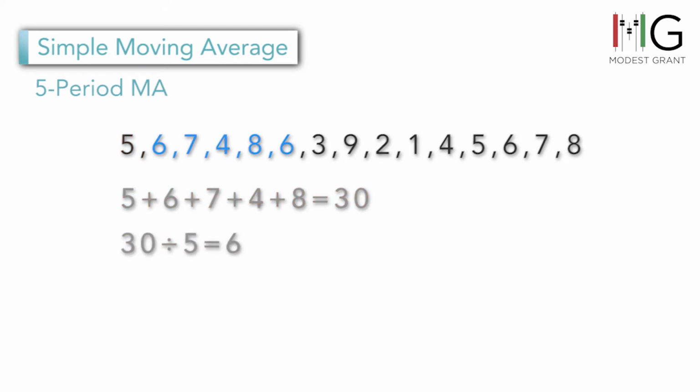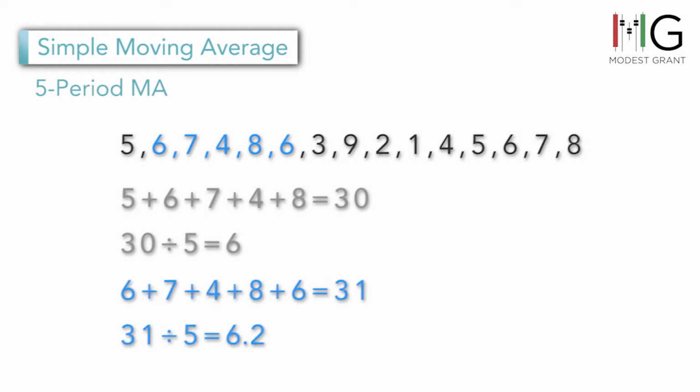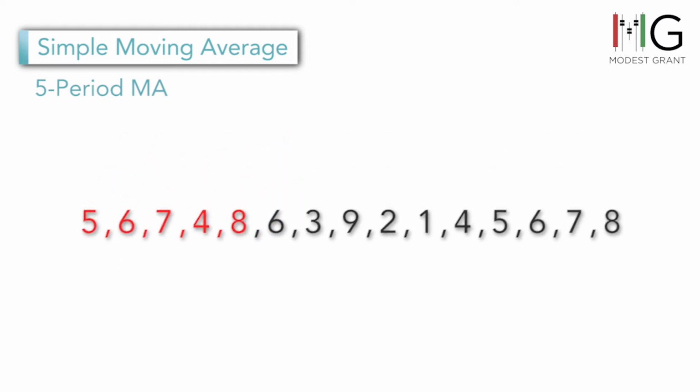Then we use the next 5 numbers, that is 6, 7, 4, 8, 6, and that equals 31. And 31 divided by 5, so the second number is 6.2. And we are going to calculate all of the numbers like that. So the first 5 numbers, then the second 5 numbers, then the third 5 numbers, all the way to the last 5 numbers. And we're going to get all of those numbers, and that would be a 5-period moving average.